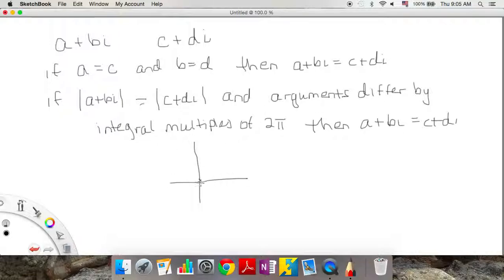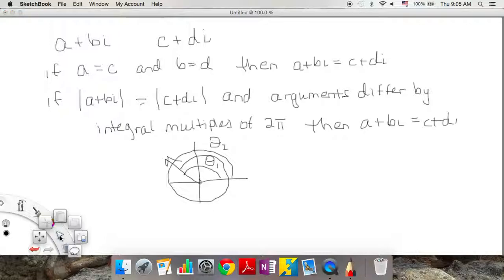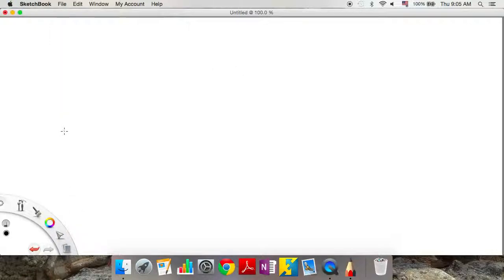So we could have an angle here, and this is theta 1 for a plus bi, and then we have another one that goes around like this, and this is our other theta. They only differ by an integral multiple of 2 pi. So they're in the same spot, and that tells us that the complex numbers are equal. So either the real parts are equal and the imaginary parts are equal, and therefore the whole complex number is equal, or if their modulus is equal and their arguments make it end up in the same spot, then they're equal. So that's equivalent complex numbers.